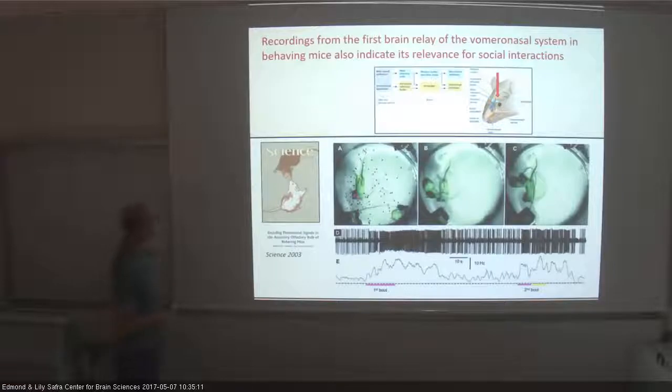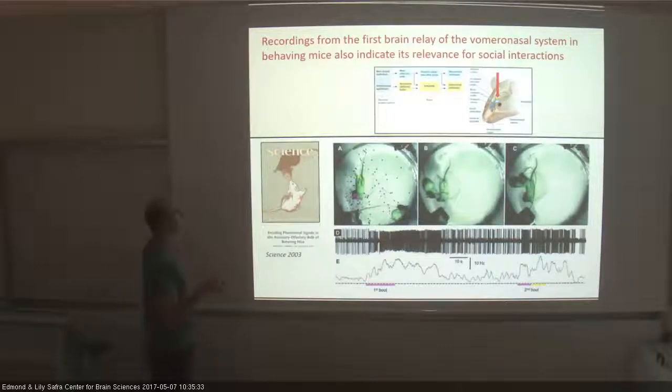This is the first paper that actually recorded the electrophysiological signals from the accessory olfactory bulb in behaving mice. This was done in the lab where Adi Mizrahi and I did our postdocs. This is actually the paper that caused me to do my postdoc in that lab.